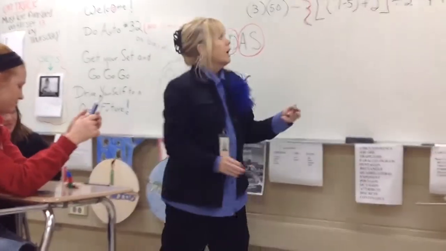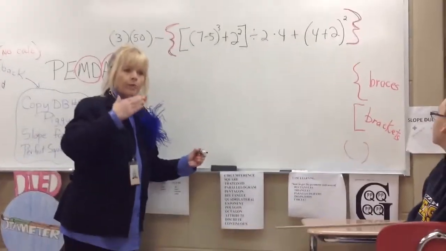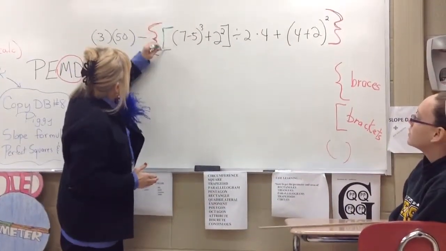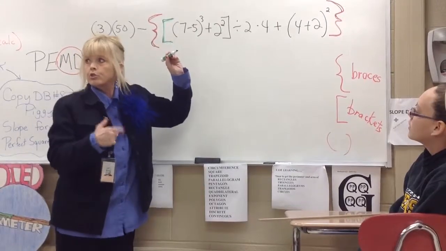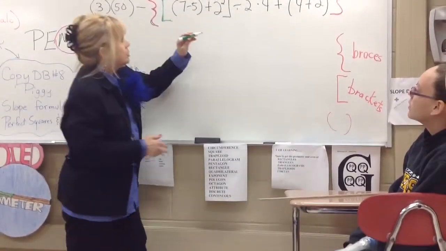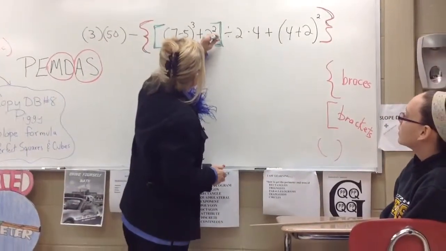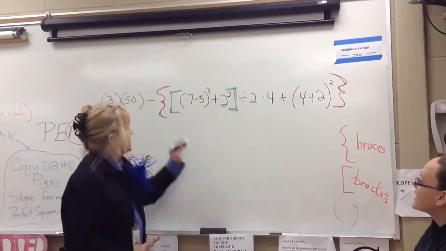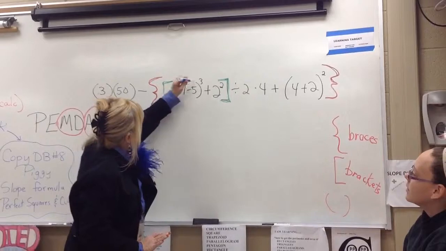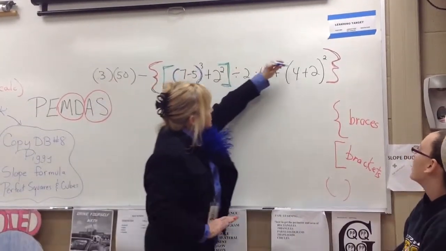Alright, so now I'm going to use green for the brackets. They're hard brackets. So outline the brackets. And when you do these, use 3 different colors. And then I'll use blue for the parentheses. And there's some over here.